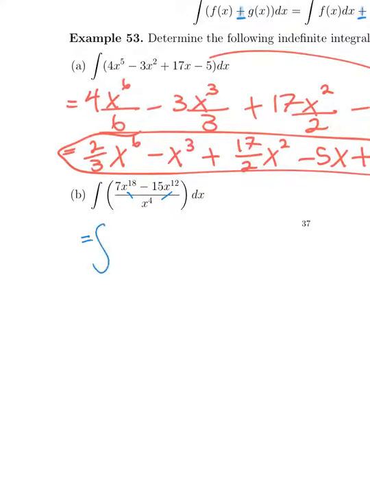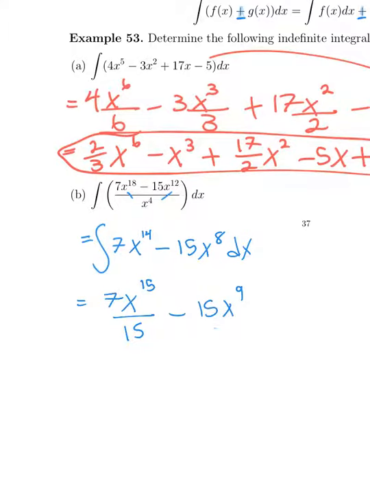I've got the integral. I'm going to keep that integral symbol there because I do not yet know the antiderivative. Then I have a 7. Now, x to the power of 18 divided by x to the power of 4 is x to the power of 14. You can subtract those exponents. Minus 15x to the 8 dx. And then I'm going to do the antiderivative. Okay, so then I have 7x to the power of 15 divided by 15 minus 15x to the power of 9 divided by 9 plus a constant, of course. Ta-da.